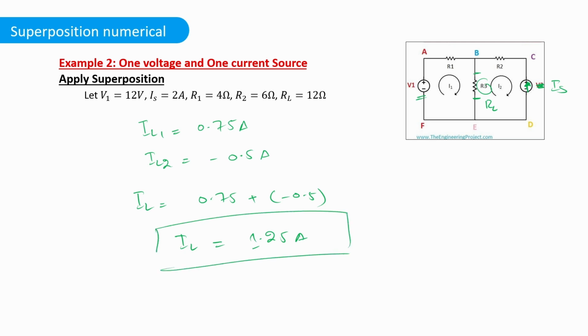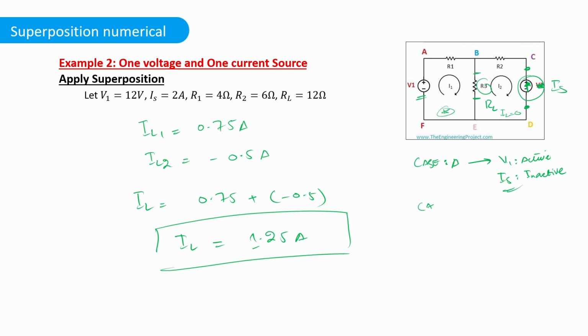Just remember that there are two cases. The first case is A, in which V1 is active and the second source is inactive. Since the second source is a current source, it will be inactive, which means we have to open circuit it. Then we apply KVL and solve the equations. Since this will be open circuit, the first case becomes really easy. The I2 current will be 0, and we only need to apply KVL in the first loop.